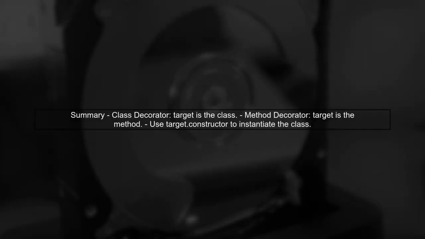In summary, remember that the target in a class decorator refers to the class itself, while in a method decorator, it refers to the method. This distinction is crucial for understanding how decorators work in JavaScript.